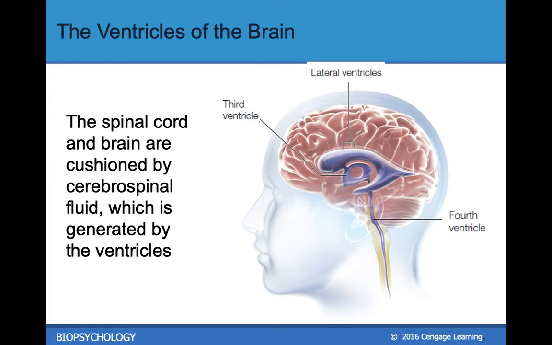The fluid's actually generated by the ventricles themselves. And they are on both halves of the brain. We're talking about this structure, but our brain has two halves to it, the two hemispheres, and they're inside both of them. So if you ever look at an MRI, you'll see these dark spots in the middle, and that's not a bad thing. That's actually the ventricle space.